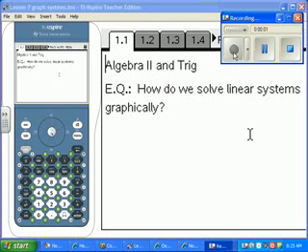The lesson essential question today is how do we solve linear systems graphically? We're also going to look at it algebraically. Everyone should have picked up the sheet in the back of the room when they walked in.